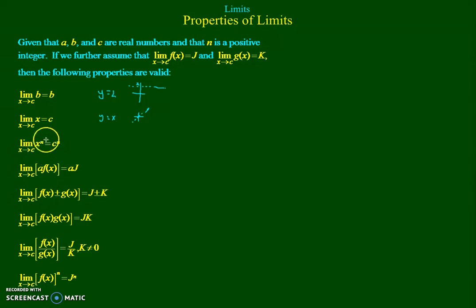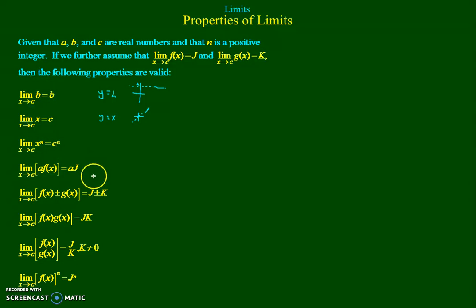If we have x squared or x to the third or x to the fifth, whatever it happens to be, we just plug the limit value c directly in. So if we wanted to find the limit as x approaches 2 of x to the n, it's simply 2 to the n, which is just c to the n. So in these three, we're just doing a straight direct substitution.